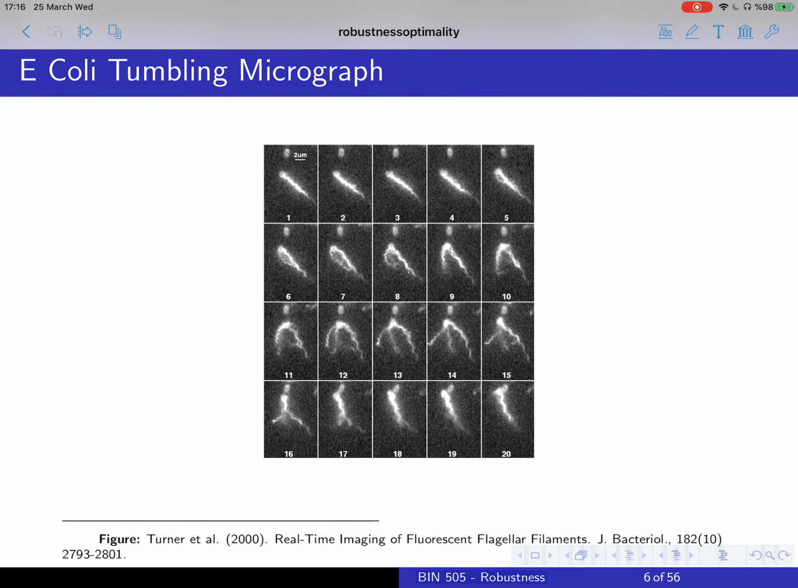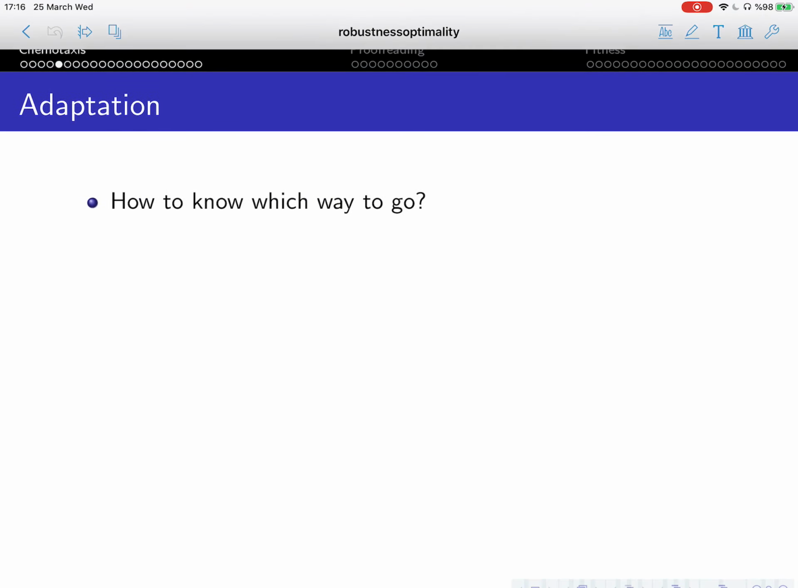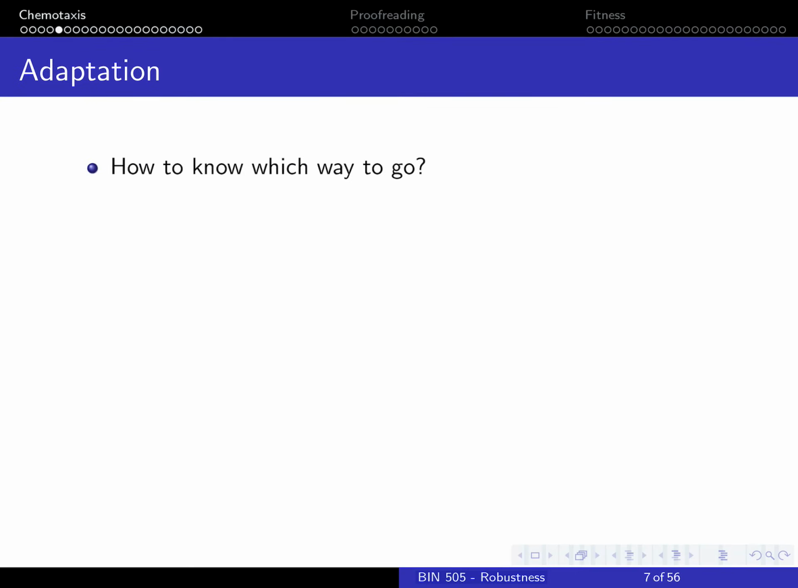Okay, so here's another micrograph of this happening. You can see the bacterium here in the first panel, it's doing a run. Around the sixth panel, it's beginning to tumble. It tumbles from panels 10 to 15 or so, and then between panels 16 and 20, it's doing another run, now in a different direction. So the question is, how does it know which way to go?